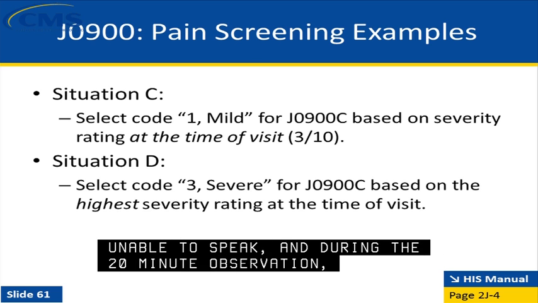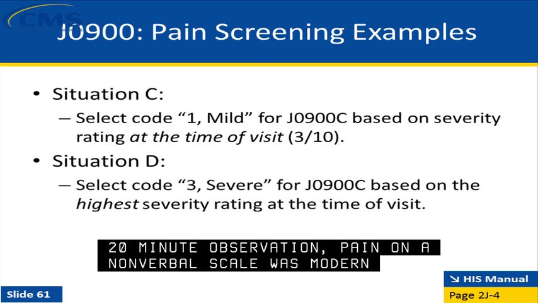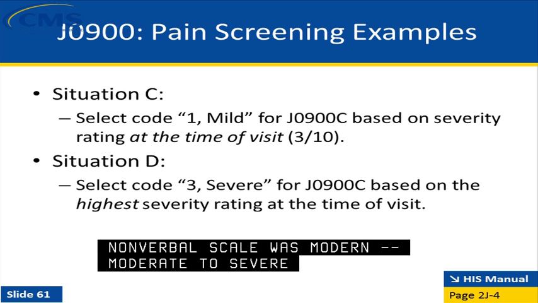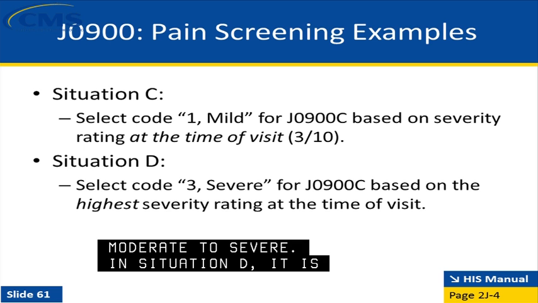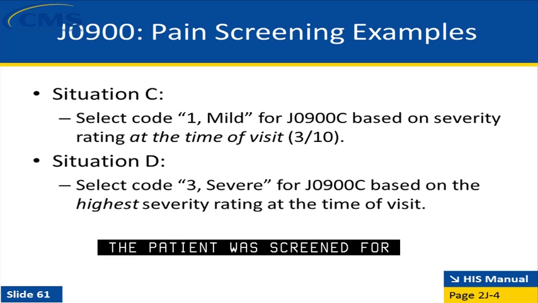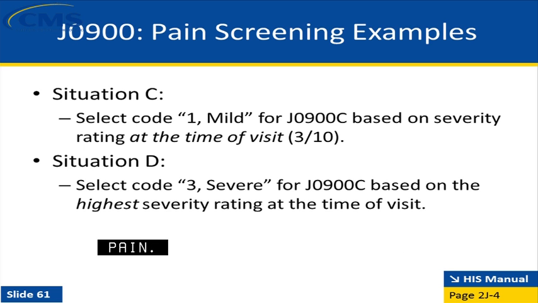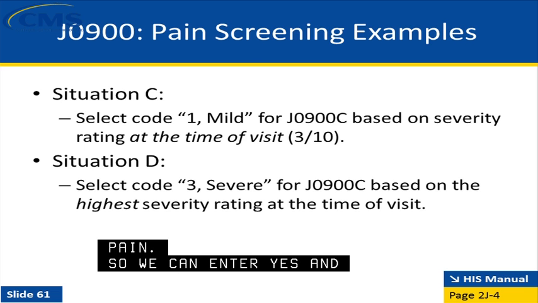Again, in situation D, it is evident that the patient was screened for pain, so we can answer yes to J0900A and enter August 12, 2014 for the date. But again, what should we list for their pain severity and the type of tool used?